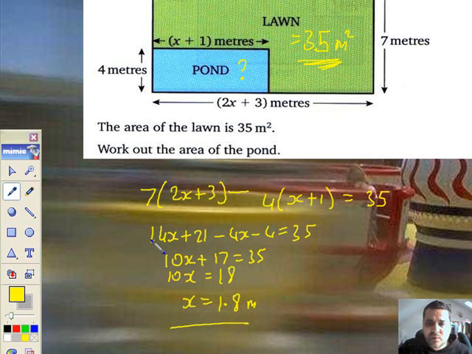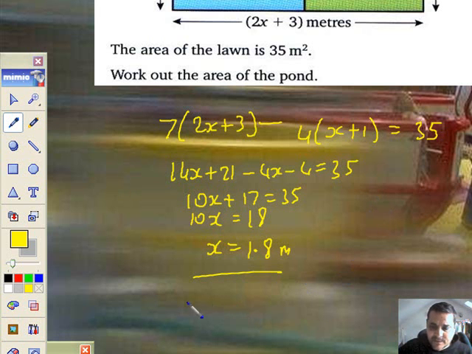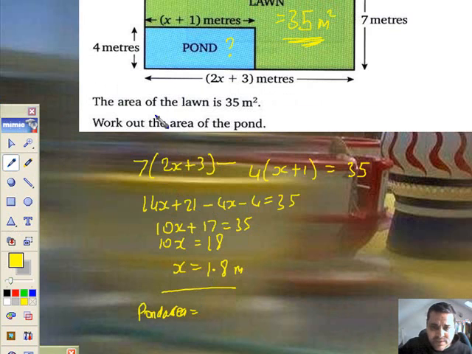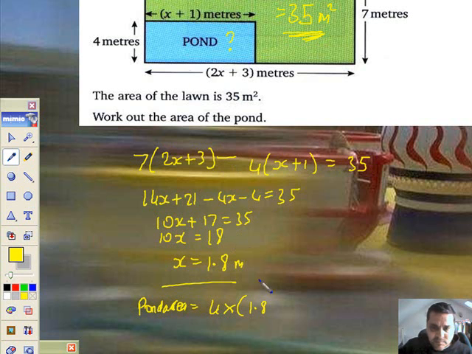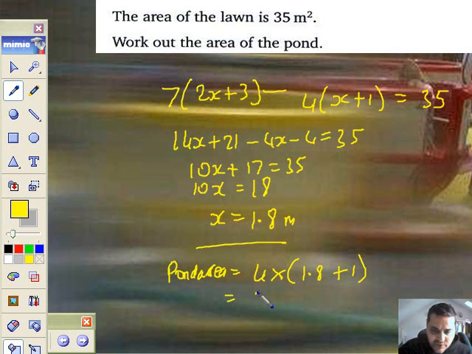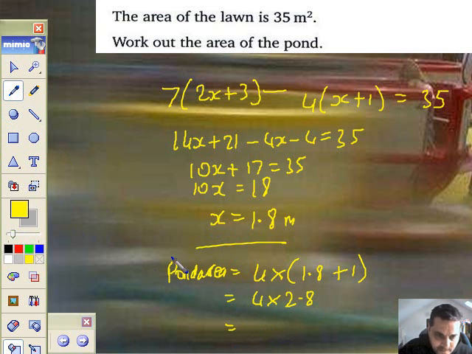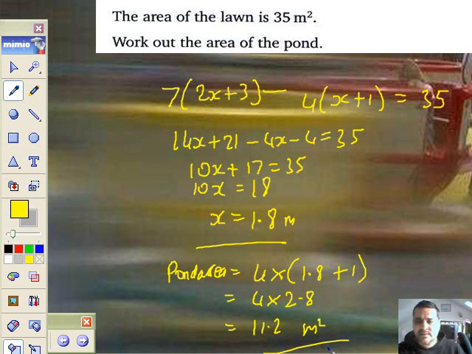So work out the area of the pond. Alright then, so here's my pond area. I substitute 1.8 into the x, so it's going to be 4 times bracket 1.8 plus the extra 1 meter. Pick up my machine, that'll be 4 times 2.8. 4 times 2.8 is, no, I read it wrongly, 11.2, not 12. Yeah, there it is. 11.2 meters squared, and that's what I make that, and I'm sticking to it.